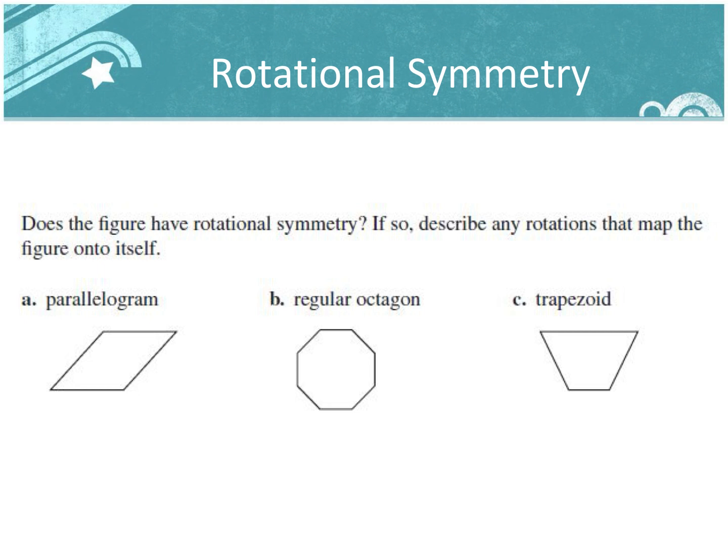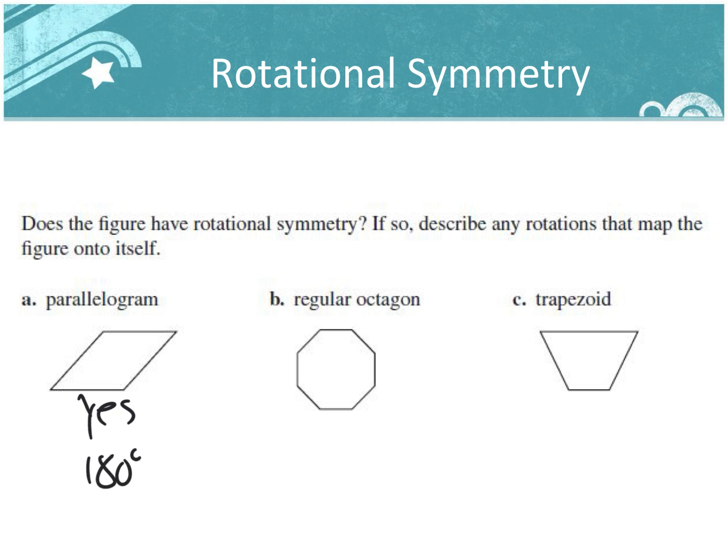So for rotational symmetry, you want to make sure that the figure looks exactly the same after you rotate it. They're asking us if the figure has rotational symmetry. If so, we have to describe any rotations that map the figure onto itself. For the parallelogram, you can actually rotate your iPad to notice that if you rotate it about 90 degrees, the parallelogram is not going to look the same. Now, if you rotate it about 180 degrees, it is going to look the same. So yes, this one does have rotational symmetry, 180 degrees.